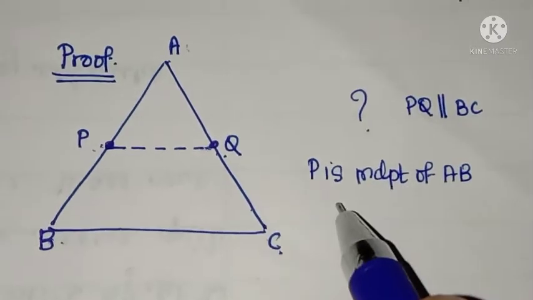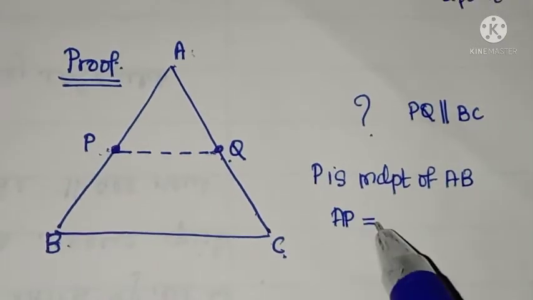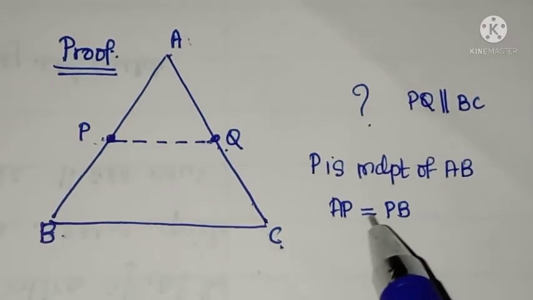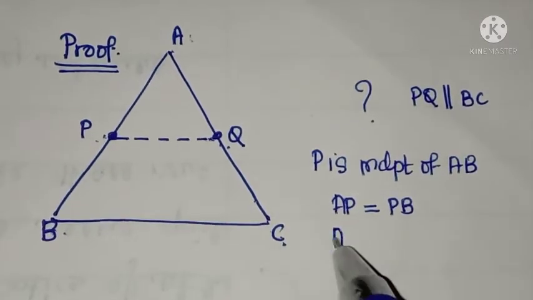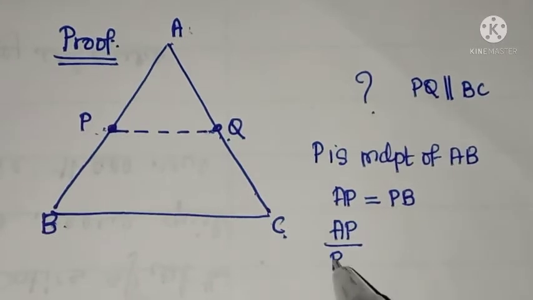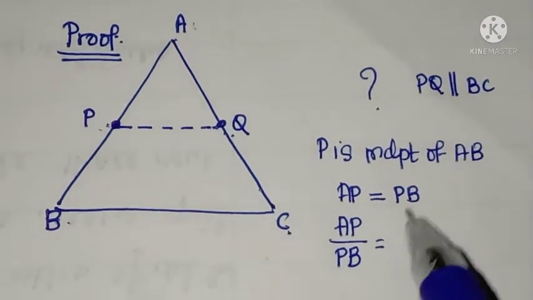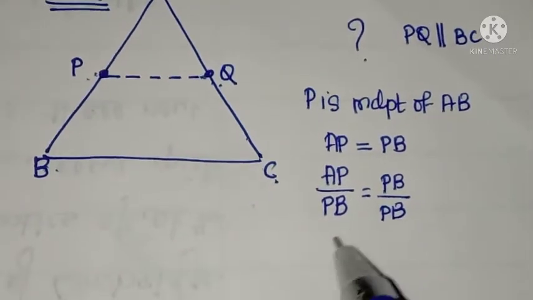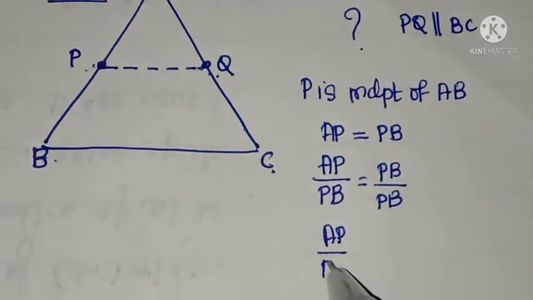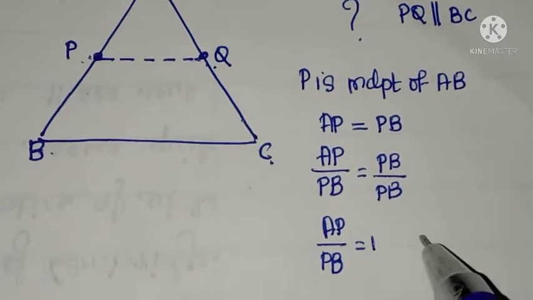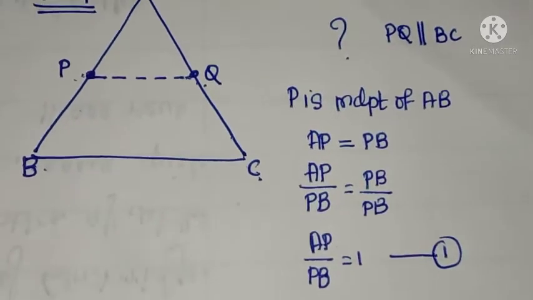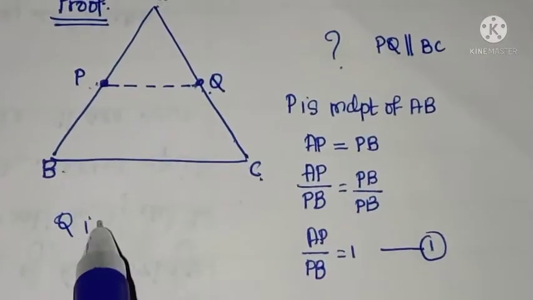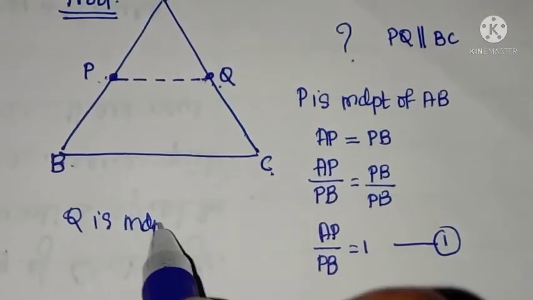So here P is the midpoint of AB, which means the lengths AP and PB are both equal. Now dividing throughout by PB, we get AP by PB equal to PB by PB, that is, AP by PB equal to 1. Put it as equation number 1. Okay. Similarly, Q is the midpoint of AC.